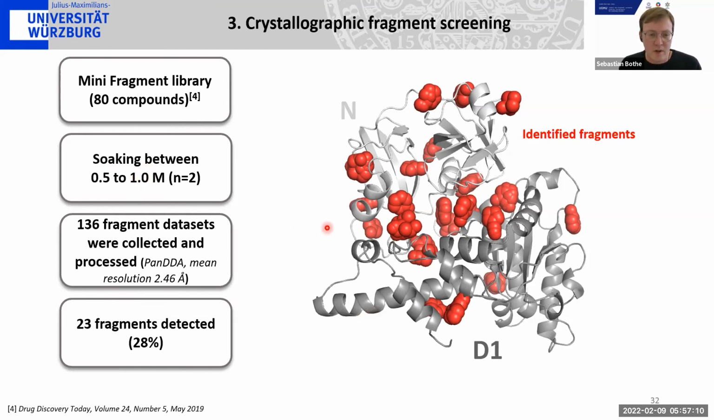So we recorded different data sets at ESRF, and also at BESSY in Berlin, and used the PanDDA algorithm to identify fragments. The work is still in process, but we can say that we have identified 23 fragments in the densities. Most of the fragments bind between the interface regions of the N and the D1 domain. But in terms of the N domain, the SHP binding site is the most prominent binding site of the fragments.